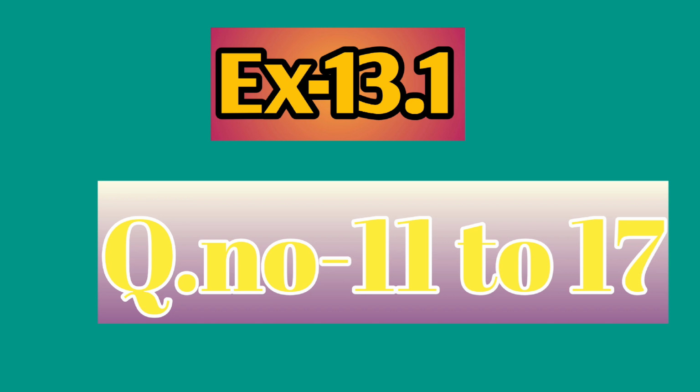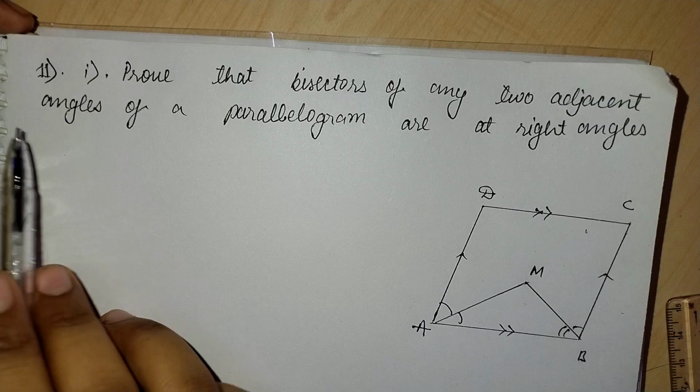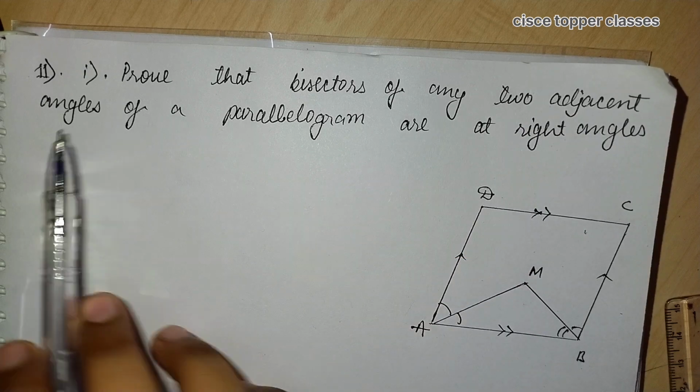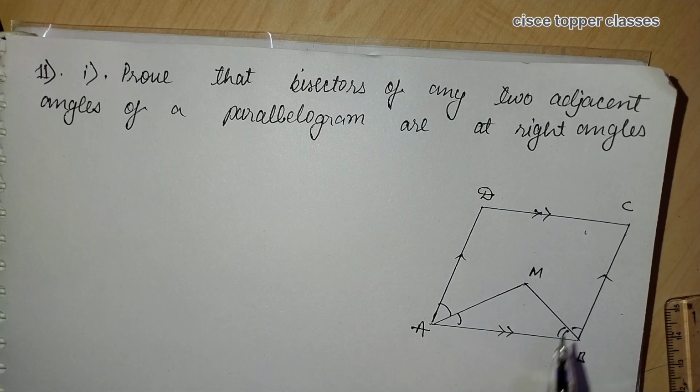So let's start solving this exercise. Solve here 11th first part. We have to prove that the bisectors of two adjacent angles of a parallelogram are at right angles.